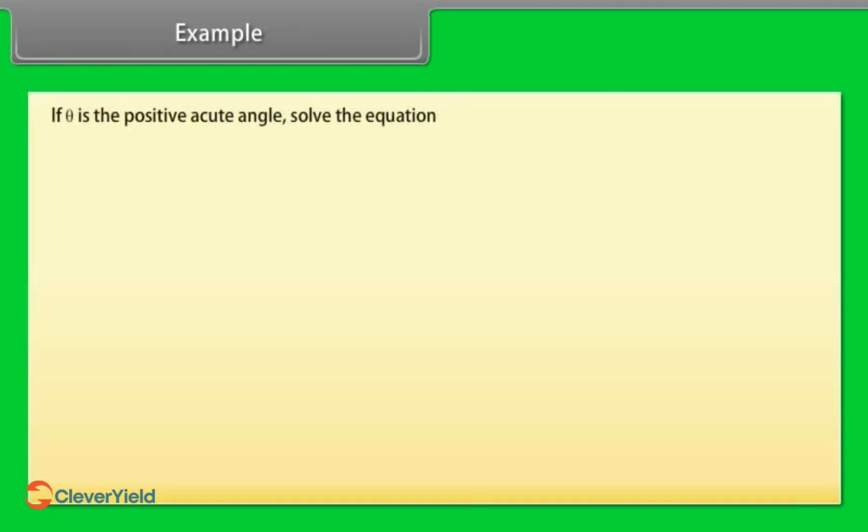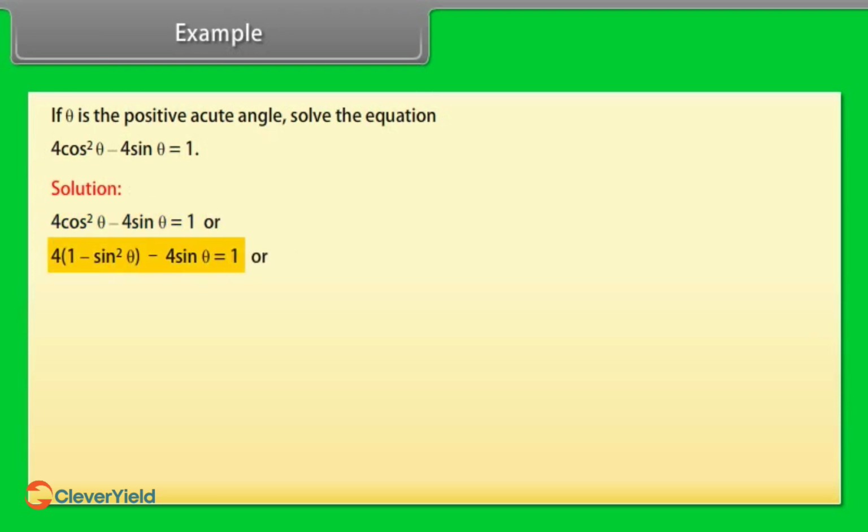Example. If theta is the positive acute angle, solve the equation 4 cos square of theta minus 4 sin of theta is equal to 1. Solution. 4 cos square of theta minus 4 sin of theta is equal to 1, or 4 into (1 minus sin square of theta) minus 4 sin of theta is equal to 1, or 4 sin square of theta plus 4 sin of theta minus 3 is equal to 0, which is a quadratic in sin of theta.